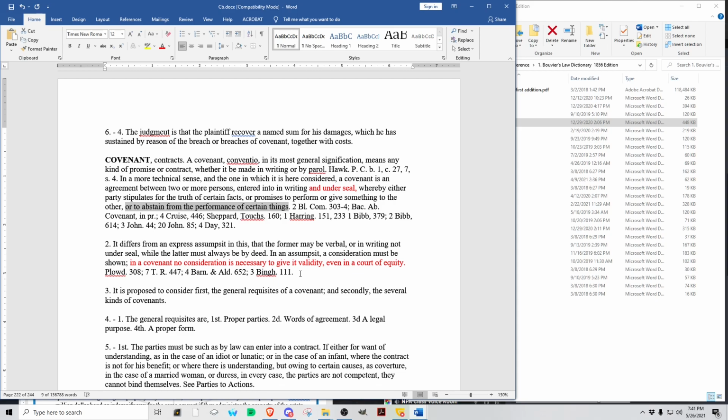Okay, so it says, in a covenant, no consideration is necessary to give it validity, even in a court of equity. So get that. If you've created a covenant, meaning something that has your seal on it, no consideration is necessary to give it validity because you're above that. You're literally above it. So you've created a contract that says in the KW that they will get consideration if and only if they perform as you wish them to as the trustee regarding your estate and property thereof. They do have a carrot stick.